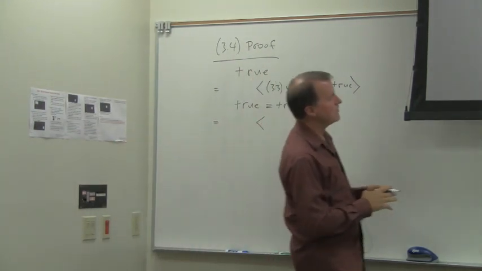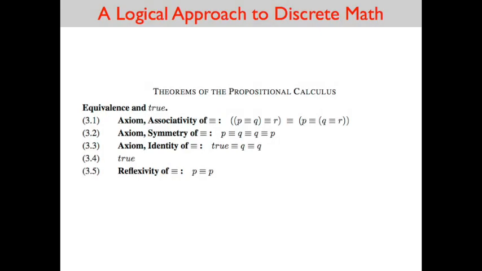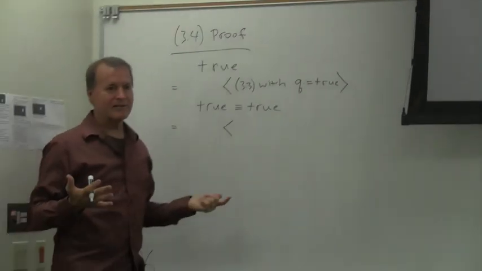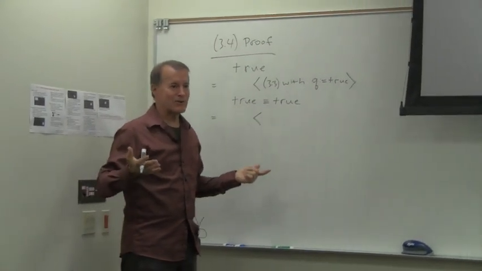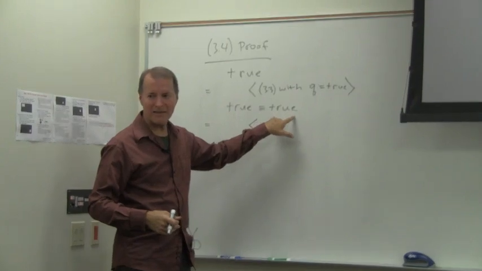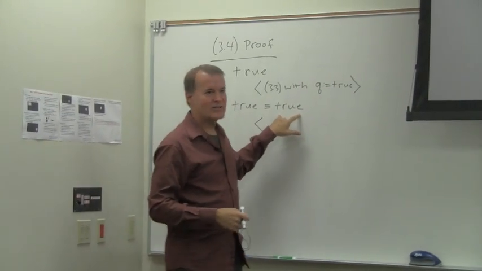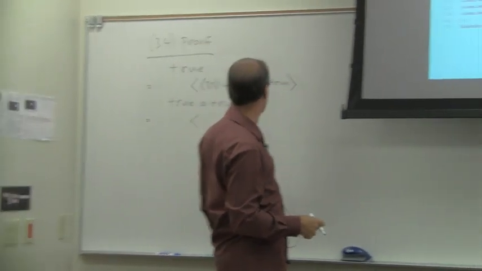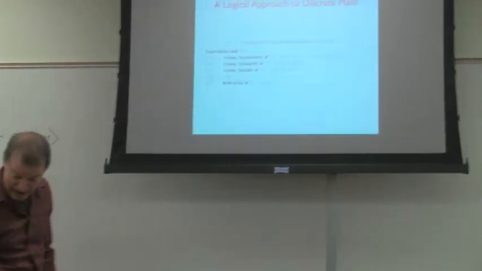Does this look similar to something that went before? It looks like 3.3. Well, 3.3 starts with the true equivalence, and this starts with the true equivalence. So this is pattern recognition. Somehow if we can make this into Q equivalent to Q, we'll have it. But can we do that? Yeah.